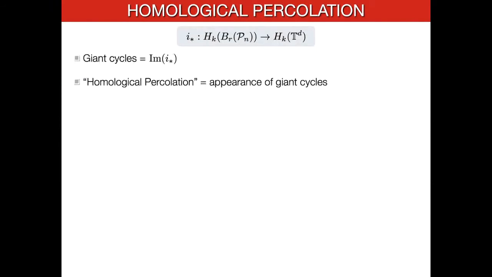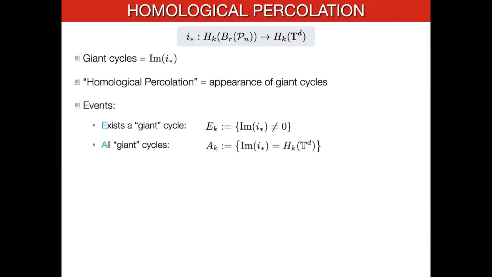And what I'm going to call homological percolation is the stage where those cycles appear. So I can define two events. One of them is whether there exists a giant cycle, which in our language means asking whether this image is non-zero. Is there any of the cycles of the torus that appears in our random sample? And I can also ask, do I have all the giant cycles? In that case, it means whether the image of i star is equal to the homology of the torus, so we have all the cycles. And this question can be phrased for different k, for different dimensions. What we want to ask, like in percolation theory, is at what point, as we change the parameter value, those probabilities change from being 0 to being positive.